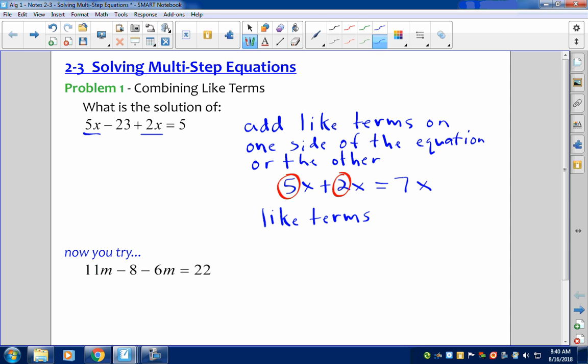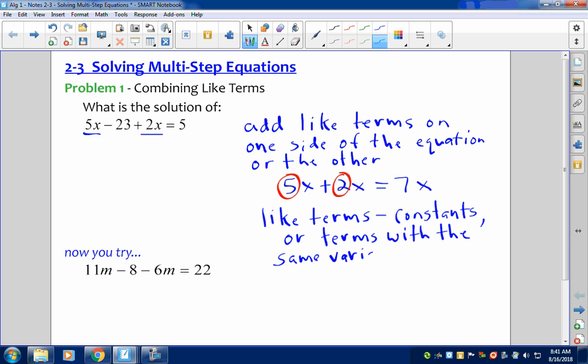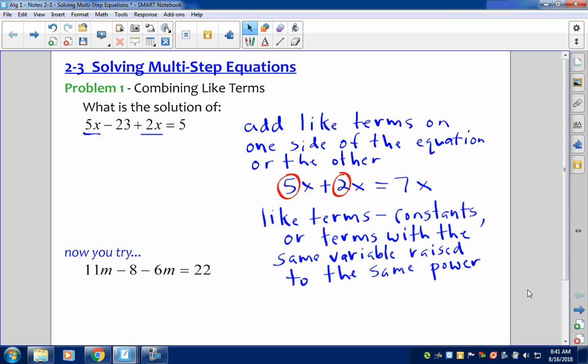This is a review at least, but like terms are constants or terms with the same variable raised to the same power. So they're either constants, or they're the same variable raised to the same power. Okay. So you guys have seen this before.